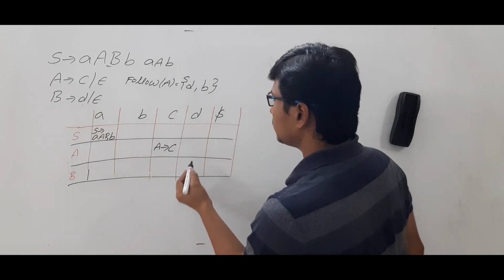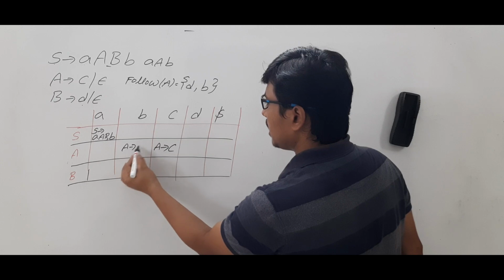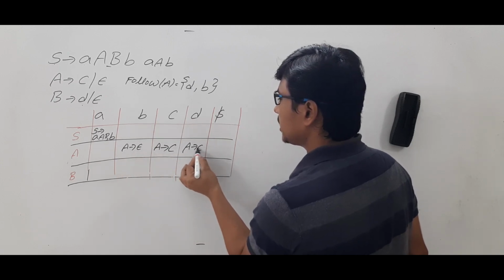So you need to keep the production A determines epsilon in b and in d. Will you agree with me?